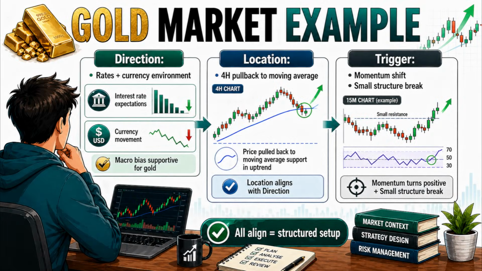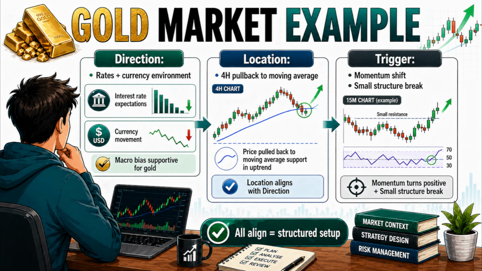Example of the framework. Let's walk through a simple example. Imagine we are analyzing the gold market. First, the direction layer defines the market environment. Macro conditions may suggest a particular market environment based on factors such as interest rate expectations or currency movements. Next, the location layer identifies a higher time frame setup. On a 4-hour chart, a strategy might identify a pullback toward a moving average structure. This pullback may represent a potential setup area.